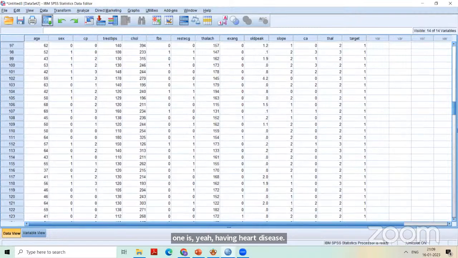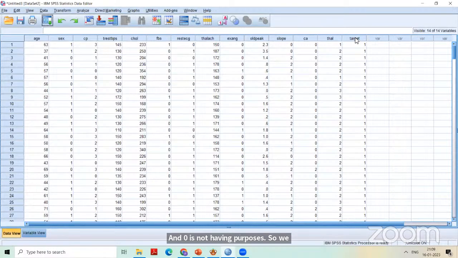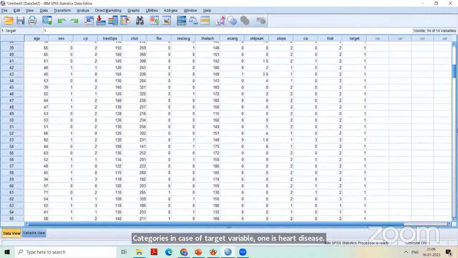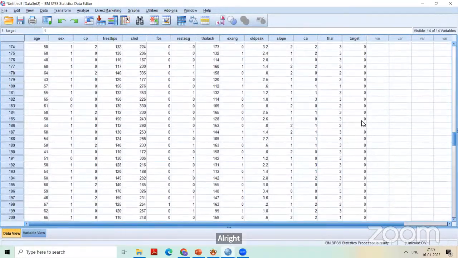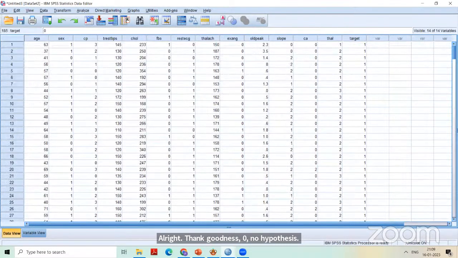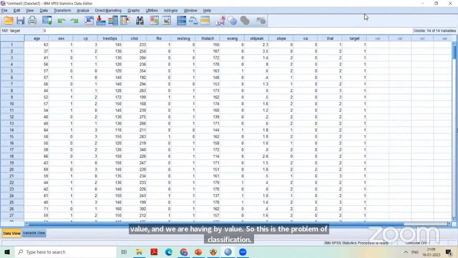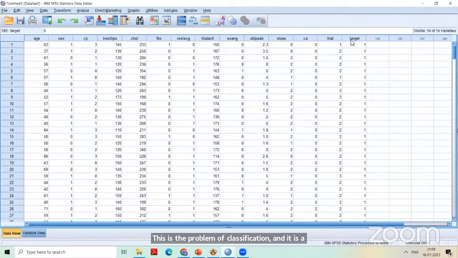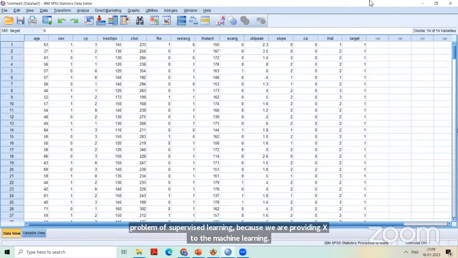So we have two categories in the target variable: one is heart disease and the second is 0, no heart disease. This is the data set. These are all X values and this is my Y value. Now we have X values and we have a Y value, so this is a problem of classification. It is a problem of supervised learning because we are providing X to the machine learning algorithm and we are providing Y to the machine learning algorithm.